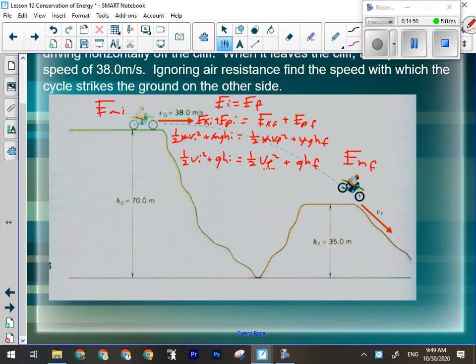I'm looking for this, vf. What do we have to move now? Right, subtract g hf over to the other side. So I'm going to have 1/2 vi squared plus g hi minus g hf equals 1/2 vf squared. What do I move now? 1/2.